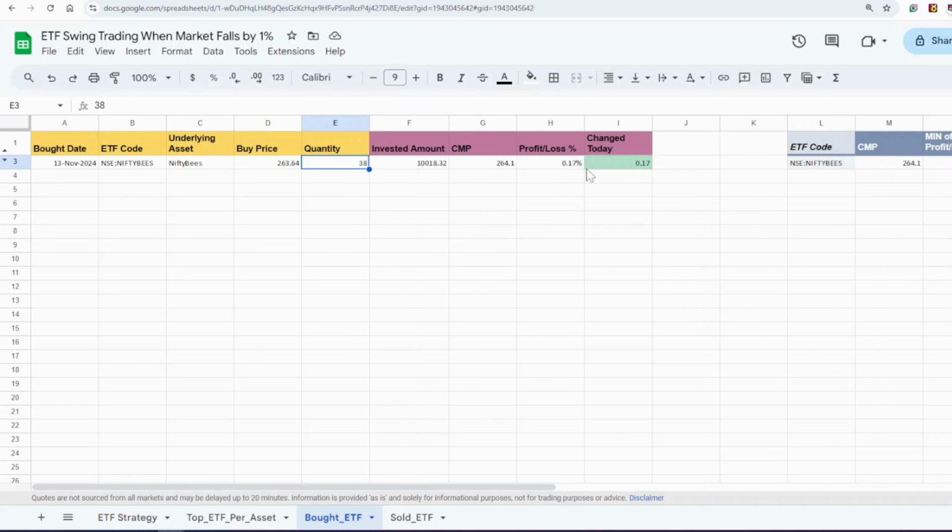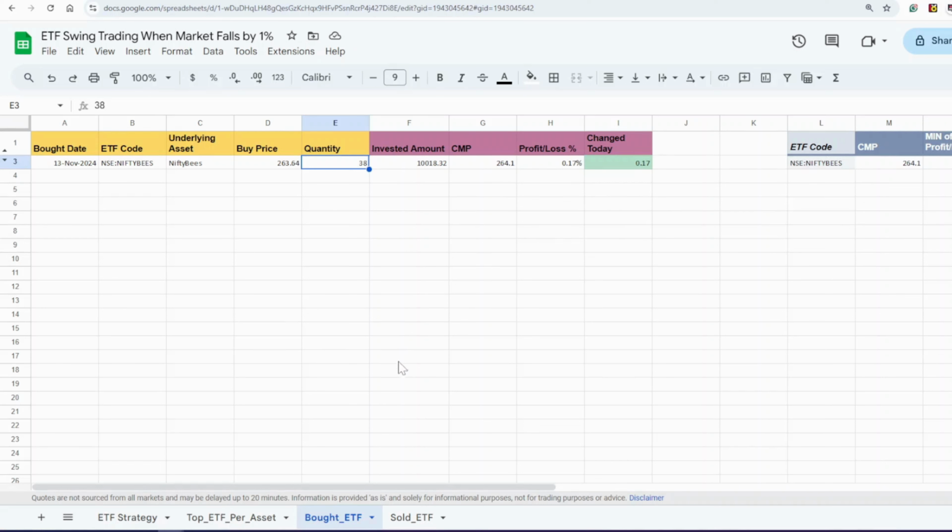It shows how much profit and loss percent I am sitting on and how much it has changed from the last trading day. Whenever this profit percentage reaches 6%, then only we will sell it, and only when the change today goes down. If the change today is going up and profit and loss has also achieved 6%, we will not sell it, because we will be doing a profit trailing.